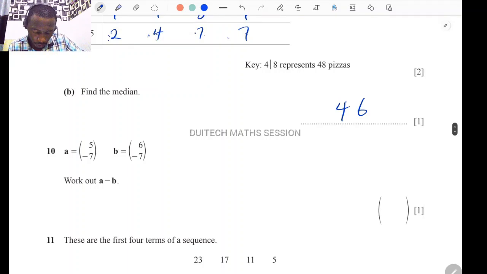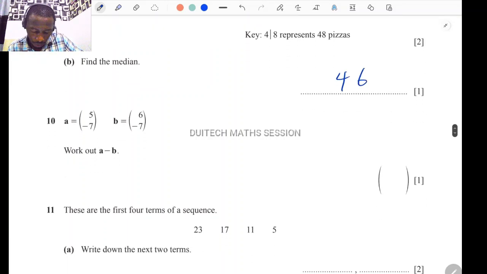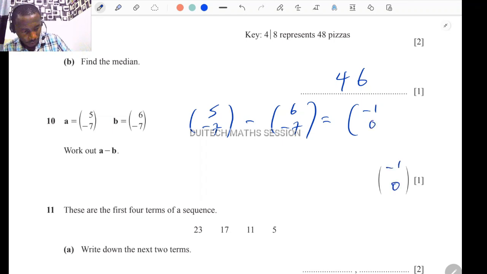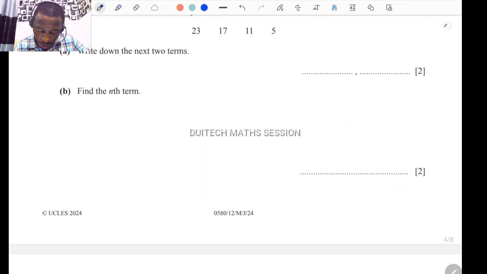Question number 10 says we should work out this particular vector. So we have A and B, and we have to subtract them. It's just like saying 5 minus 7, and 6 minus 7. When you subtract them, 5 minus 7 gives us minus 1. Minus 7 minus 7, that is, minus times minus is plus, so minus 7 plus 7 gives us 0. So the answer is minus 1 and 0. Is that clear?